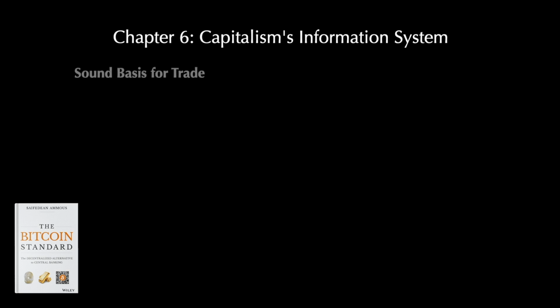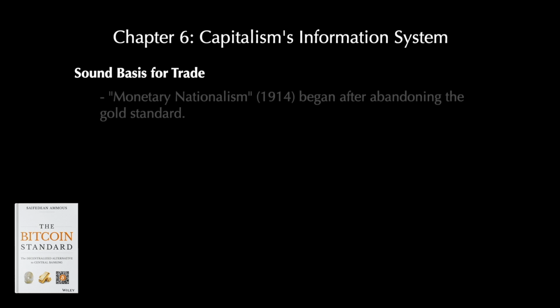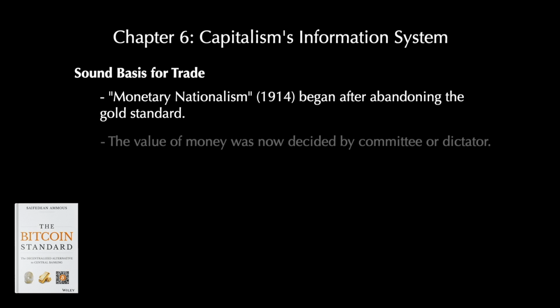Sound basis for trade. The abandonment of the gold standard in 1914, through the suspension and limitation of exchanging paper money for gold by most governments, began the period called monetary nationalism. Money's value stopped being a fixed unit of gold, which was the commodity with the highest stock-to-flow ratio, which kept its value predictable and relatively constant. Instead, the value of money oscillated along with the vagaries of monetary and fiscal policy, as well as international trade.